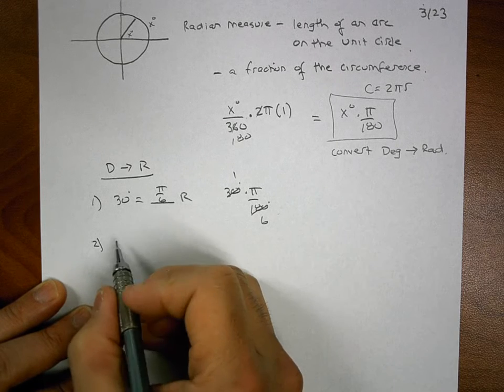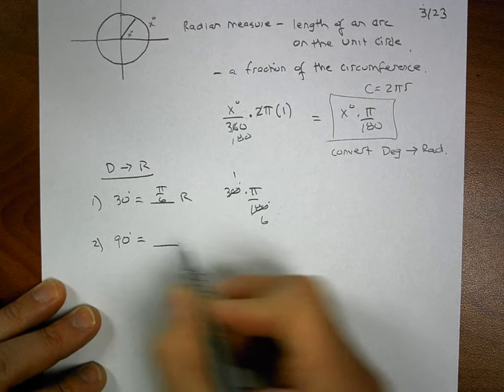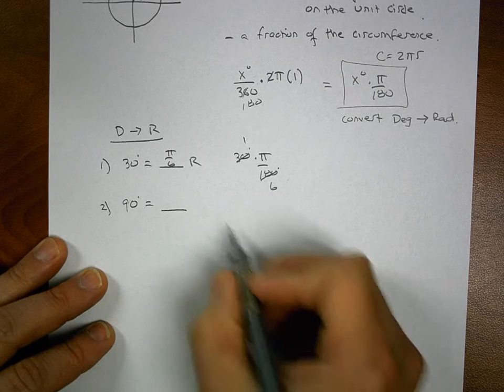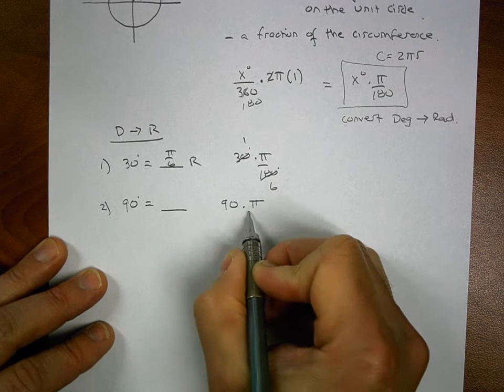Okay, number 2, let's say we do 90 degrees. So we want to know how many radians that is. Okay, so we'll do the same thing, 90 times pi over 180.